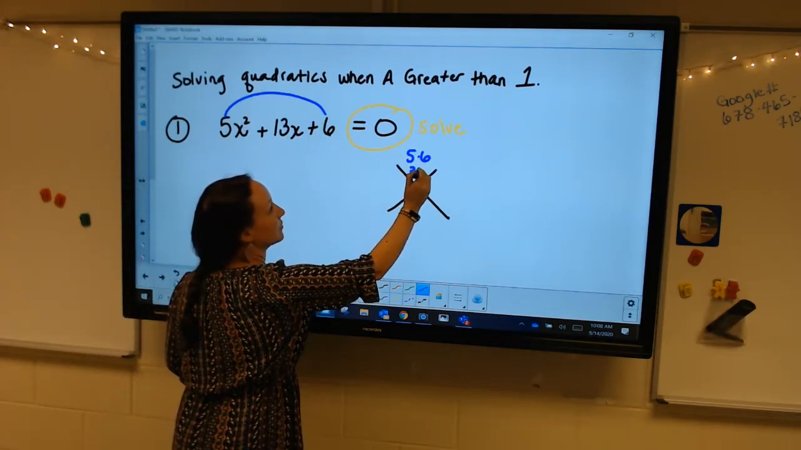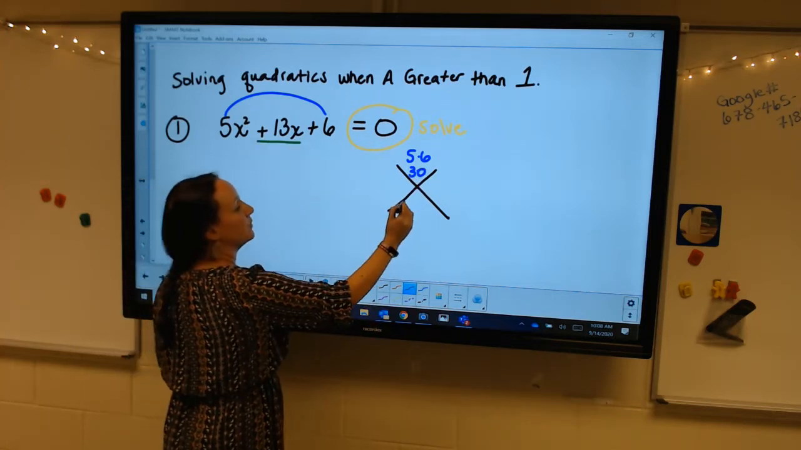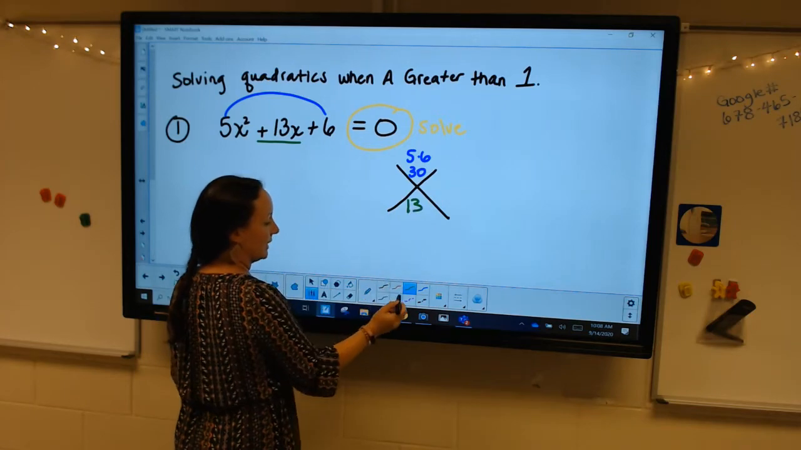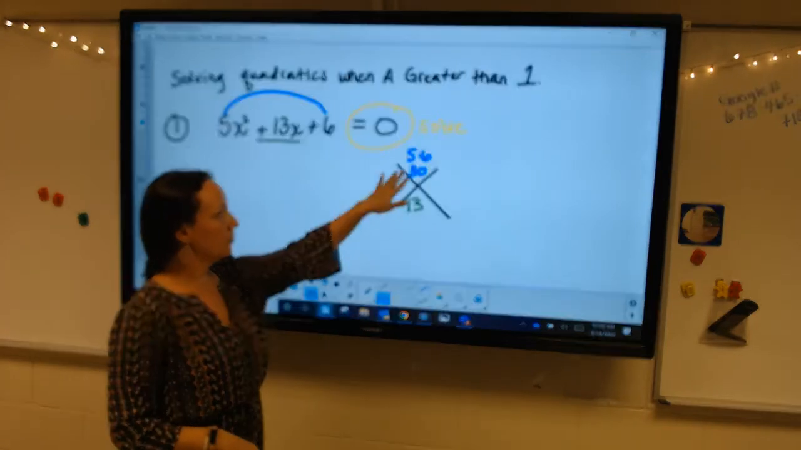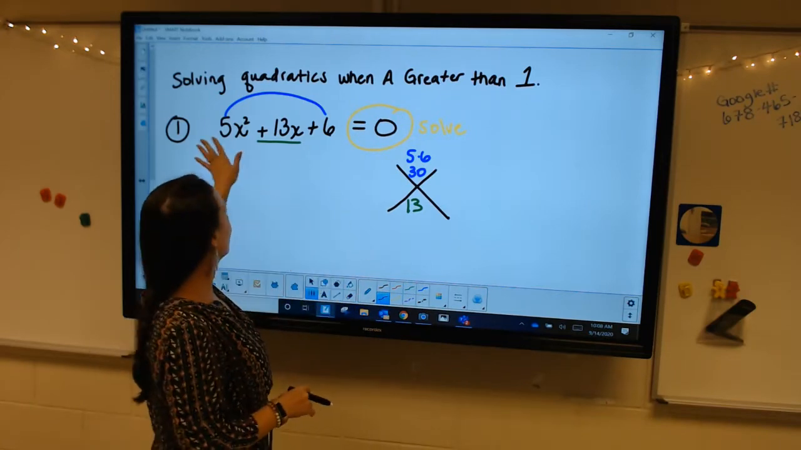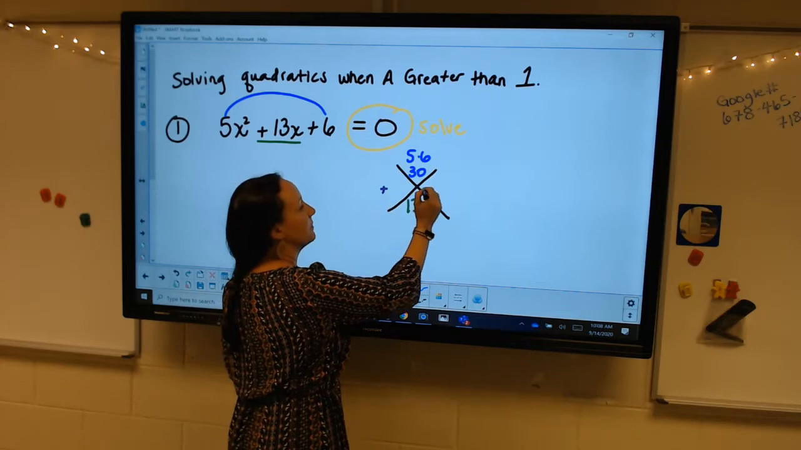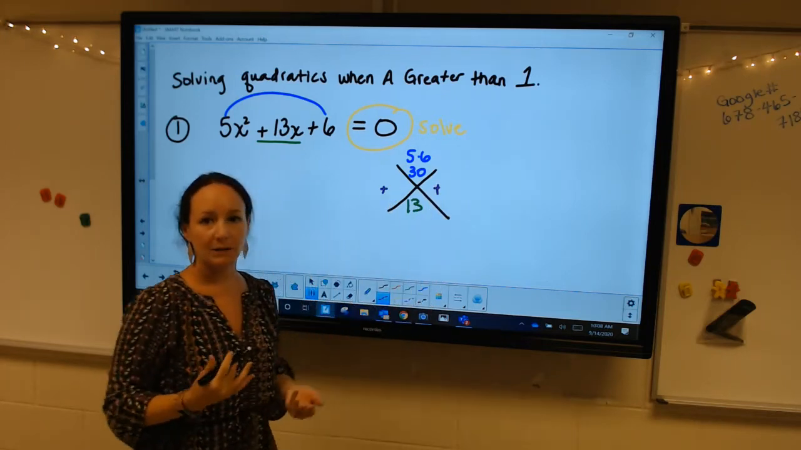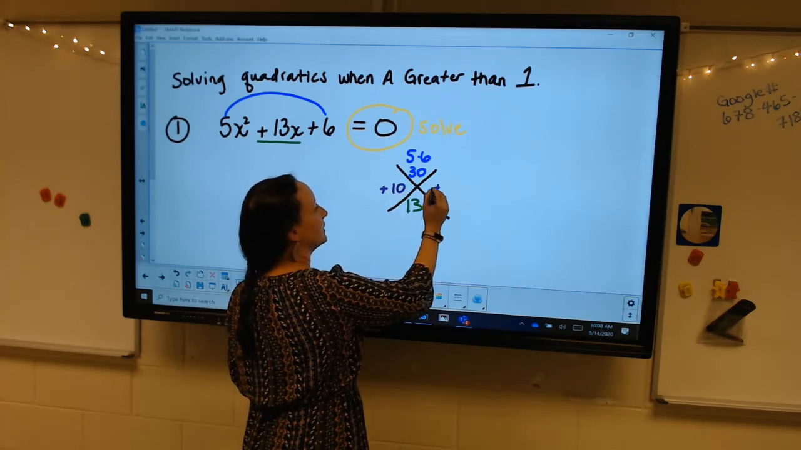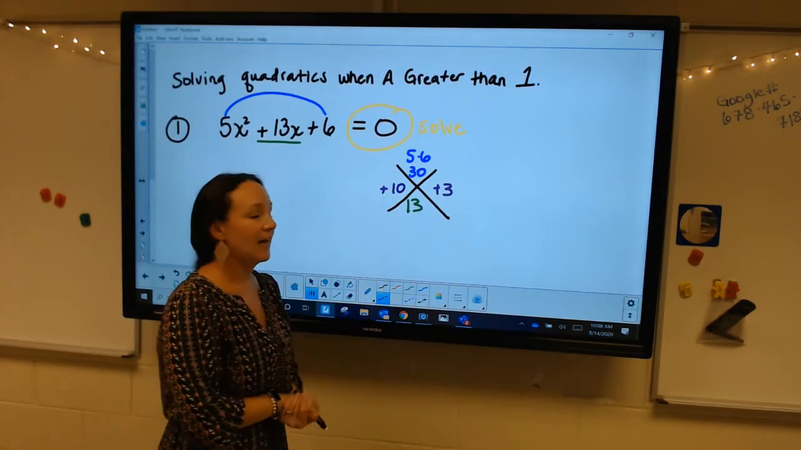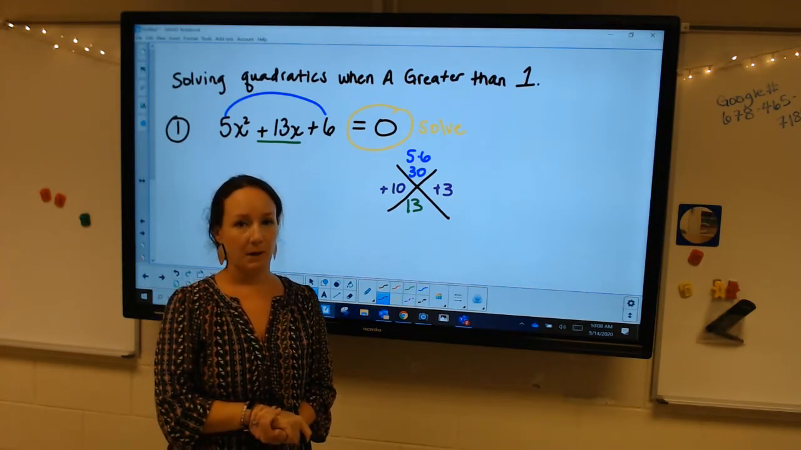So we need factors of 30 that add to 13. And it's important that you look at this. We are only adding in this problem, so the factors will both have to be positive in order for this puzzle to work. So factors that multiply to 30 and add to 13, we're going to use positive 10 and positive 3. That is the only set of numbers that will work for this puzzle.